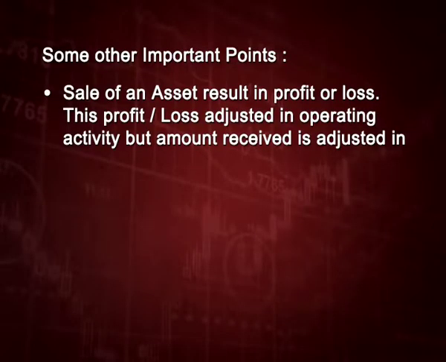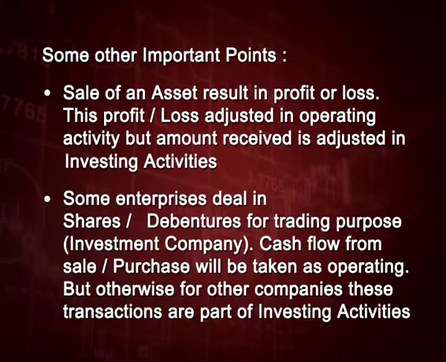There are some other important points. When we sell some asset, it can result in profit or loss. Now, this profit or loss will be adjusted in operating activity, but the amount received as sale proceeds will be adjusted in investing activity. Some enterprise deals in shares or debenture for trading purposes, that is investment company or banking company. Cash flow from the sale or purchase will be taken as operating activity for these enterprise, but otherwise for all other companies these transactions are a part of investing activity.